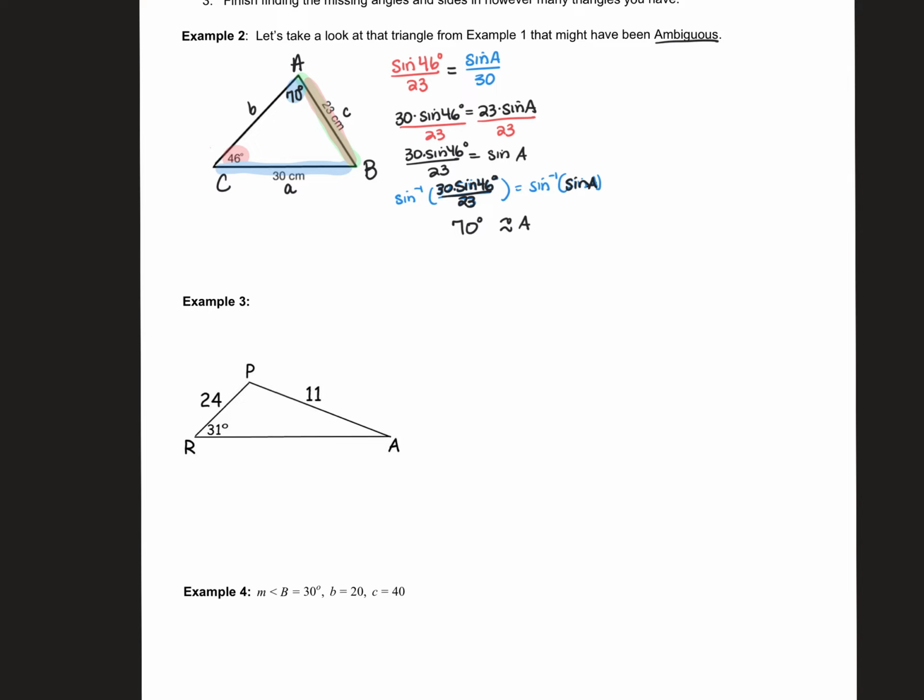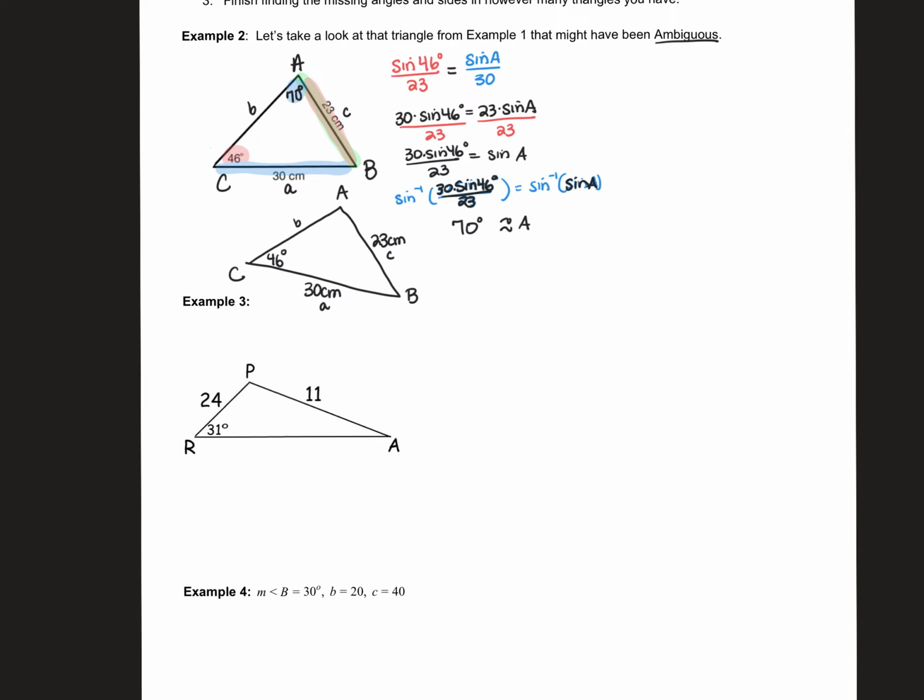The first thing I'm going to do is assume that there is a second triangle. So I'm going to draw a triangle that looks exactly like the triangle I started with, or as close to that as I can get, and I'm going to put all of those things that I was given initially in that drawing. So I have little a, little b, and little c. It's an identical triangle.